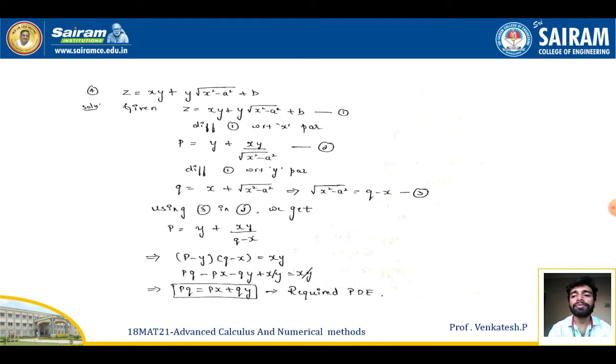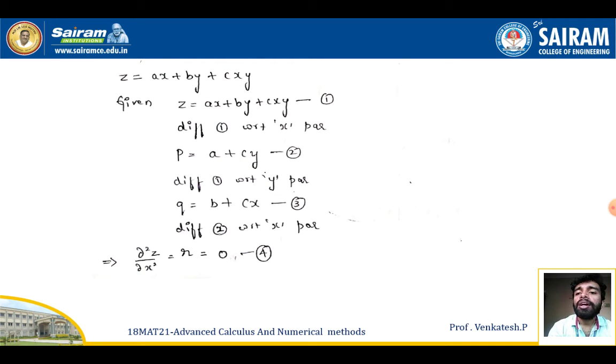One more example. The function is z is equal to ax plus by plus cxy. Here we are having three arbitrary constants, but we are having two independent variables. We'll see how to differentiate and how to eliminate the constants here. So given z is equal to ax plus by plus cxy, call it equation number 1.